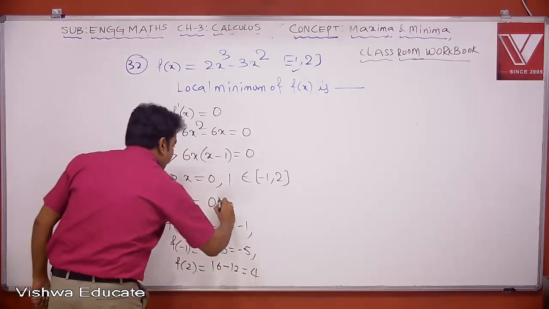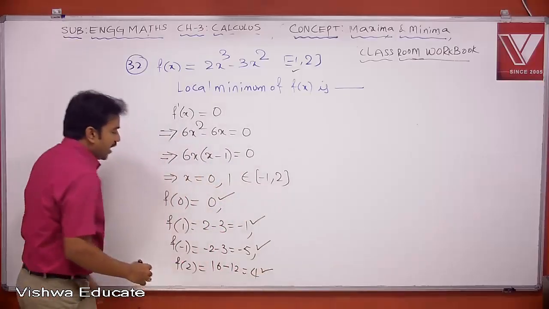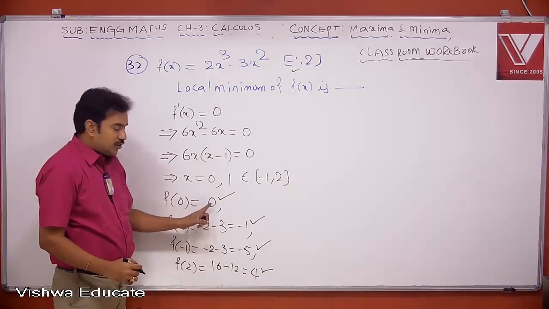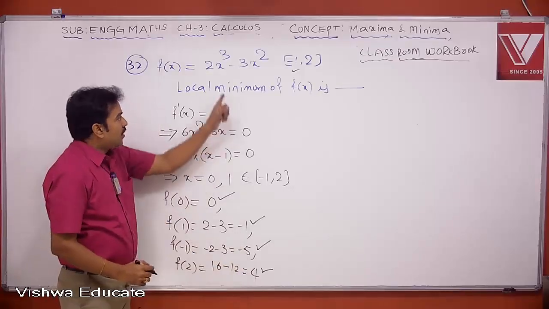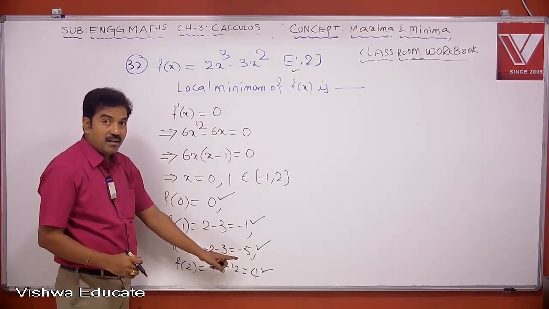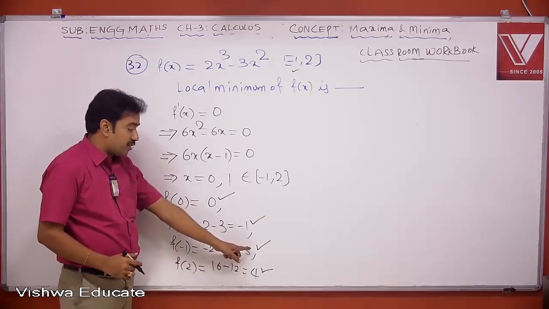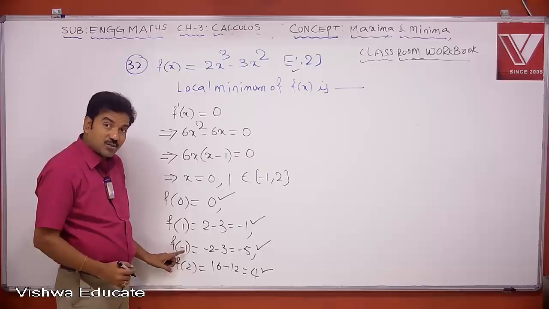So what are my values? 0, minus 1, minus 5 and 4. Among those four numbers, minus 5 is the minimum value. So its minimum value is minus 5, but they did not ask for minus 5. They were asking at what point the function gets its minimum, that is the local minimum. So the local minimum is minus 1.